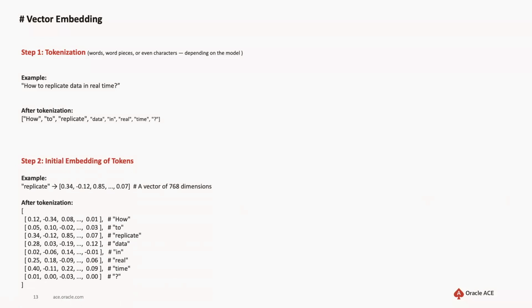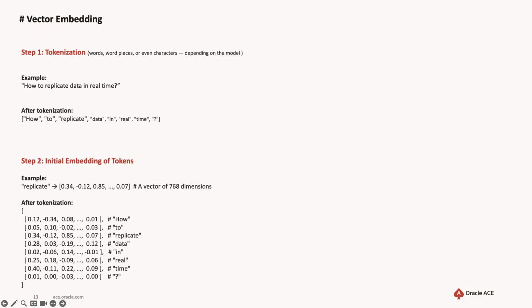And here is step two. Let me show you how this happens. So in this case, we have a phrase, "how to replicate data in real time." In the first step, we broke this phrase into small pieces like words. So "how" is one token, "to" is another, "replicate" is another, and so on. In step two, I took these tokens and generated vector data related to each of these words.